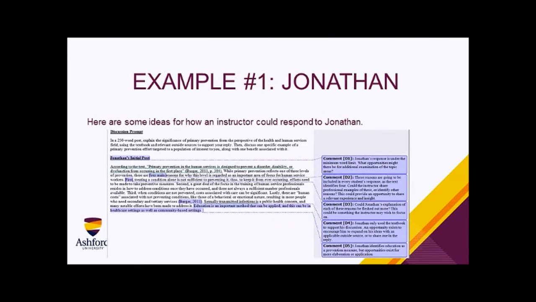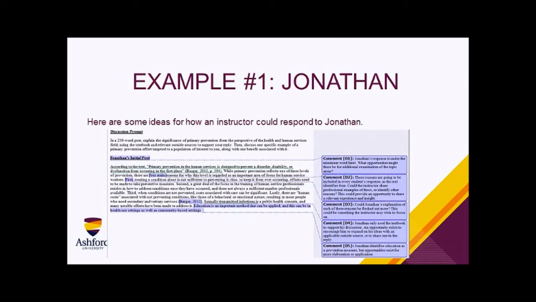The other comment that I provided has to do with the fact that there are certain components of the prompt that every student is going to be including. So in this case, the reasons that are provided for primary prevention are going to be included in every student's response, as the text identifies. So, could the instructor share some professional examples of these, or potentially identify other reasons that might be relevant to primary prevention? This could provide an opportunity to share a relevant example or insight in some way.